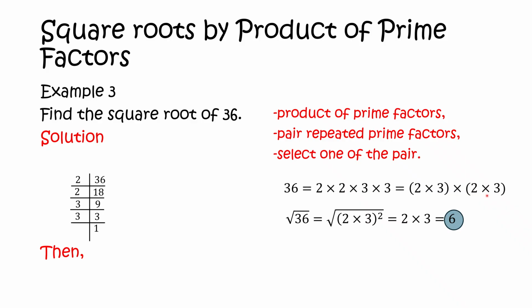Then we group the prime factors into different groups because some of the factors here are repeated. So that we have 2 groups, 2 times 3 being the first group, 2 times 3 in the other group. So now that is to say the square root of 36 is the square root of 2 times 3 squared because we are multiplying 2 similar groups. Now with that, the square root and the square will cancel out so that we are left with 2 times 3 giving us a 6. That's how we get the square root.